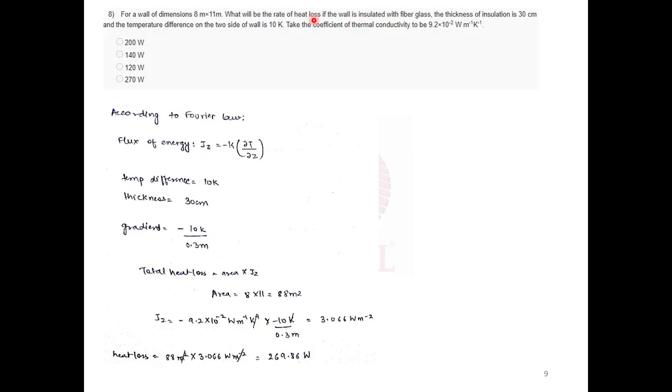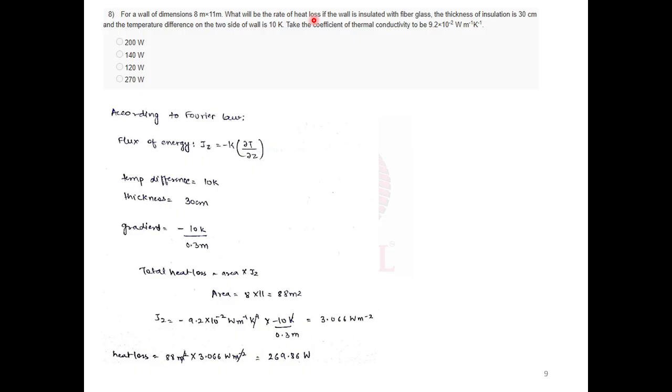Now total heat loss is nothing but area into J2, right? So area into J2. Area is what we know, this 11 meter is the length and 8 is the width, right? So meter into meter, so 11 into 8, 88 meters square, that is in SI unit.